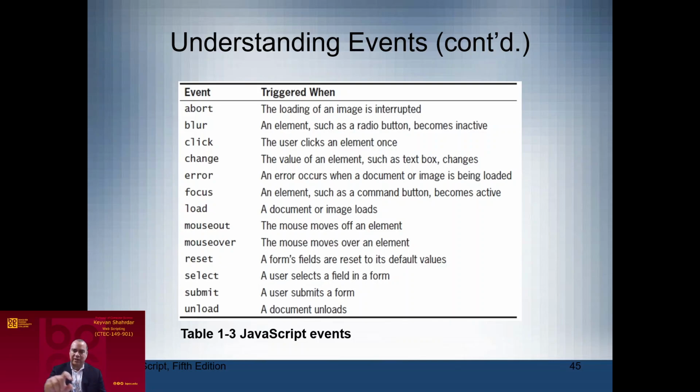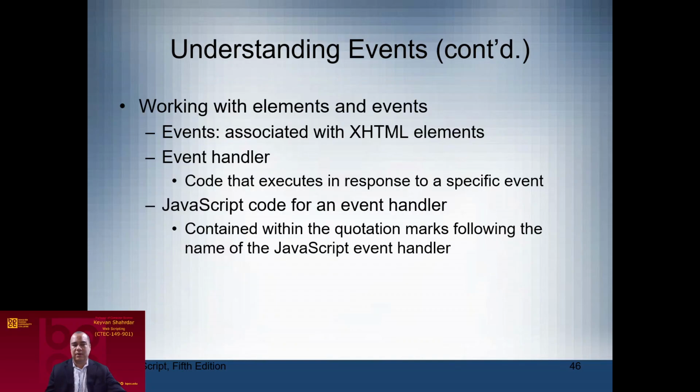Blur allows you to, when you're clicking away from it, blur that element, such as when a radio button becomes inactive. Click, the user clicks an element once. Change, the value of an element, such as a text box, changes. So if somebody's typing something, you could actually get that information, and okay, he's typing something, I want you to do something while he's typing. Error, an error occurs when a document or image is being loaded. Focus, an element such as a command button becomes active. And then you have mouseout, mouseover, reset, select, submit, unload. So you have a lot of these events that work in JavaScript.